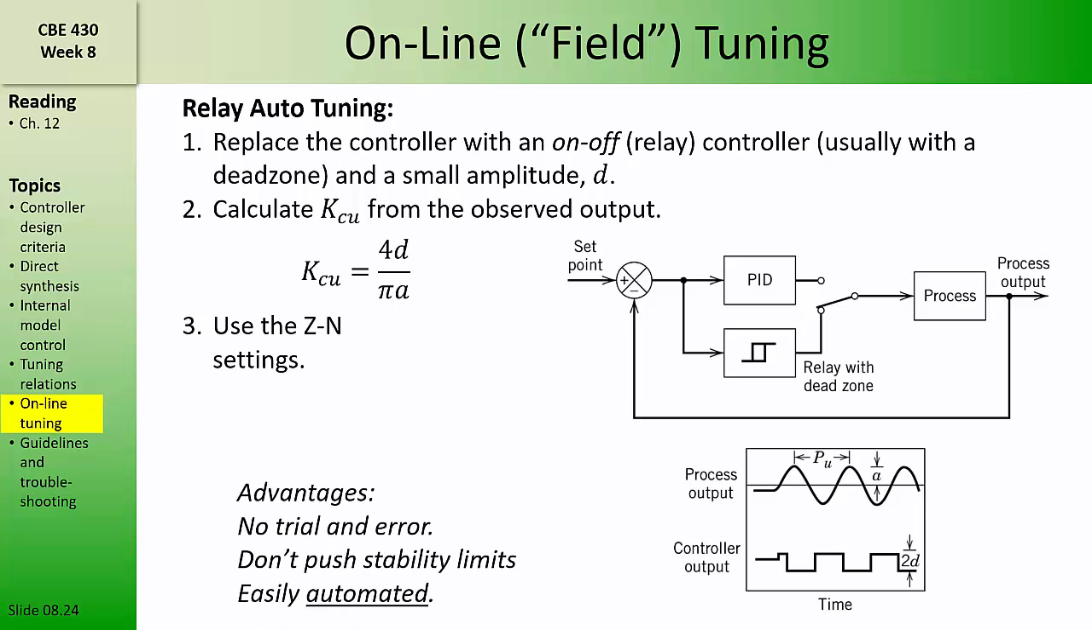The advantages of doing relay auto-tuning is that no trial and error is required. This can be done in a single experiment, and only a small number of oscillation cycles, representing the time PU, need to be obtained. Furthermore, because the relay can have a small amplitude, this obviates pushing the process to a stability limit. Finally, this relay auto-tuning can be easily automated.